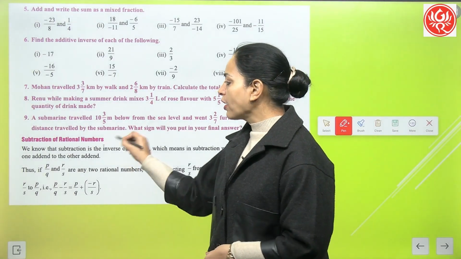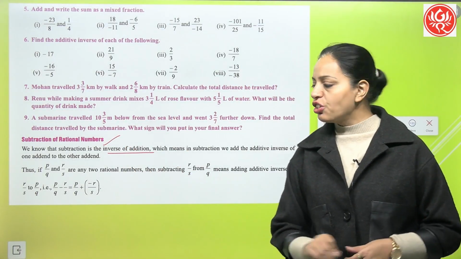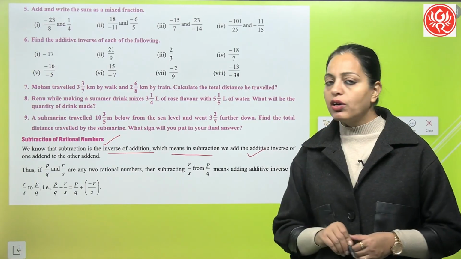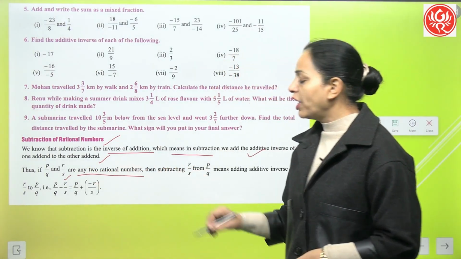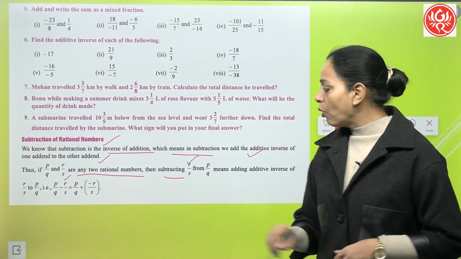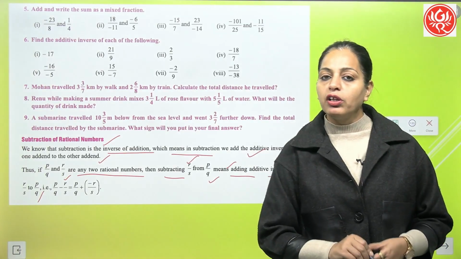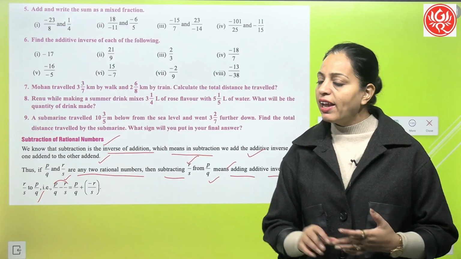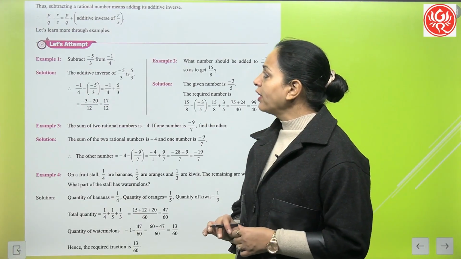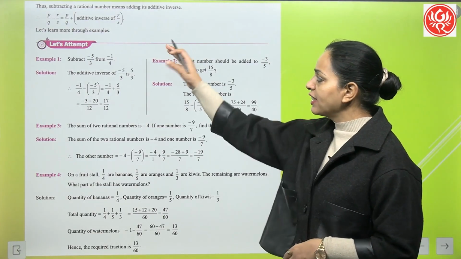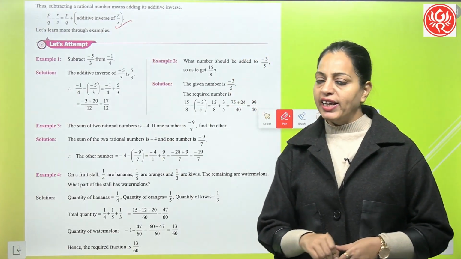Now come to the next topic, subtraction of rational numbers. Same as addition we have done. See, we know that subtraction is the inverse of addition, which means in subtraction we add the additive inverse of one addend to the other addend. See here, if P upon Q and R upon S are any two rational numbers, then subtracting R upon S from P upon Q, what does it mean? It means adding the additive inverse of R upon S to P upon Q. How can we write P upon Q minus R upon S? P upon Q plus minus R upon S, right? So subtracting a rational number means adding its additive inverse. As I told you, P upon Q minus R upon S equals P upon Q plus the additive inverse of R upon S. So let us try some examples.